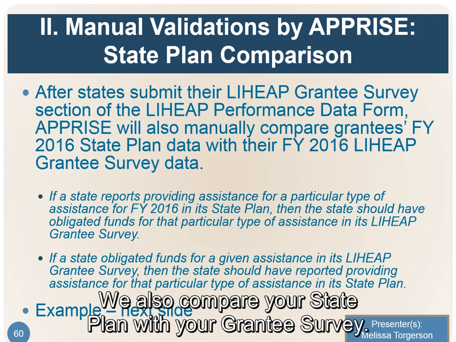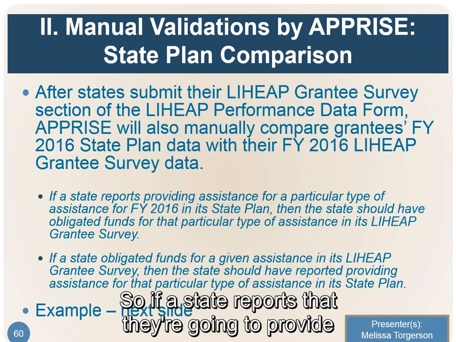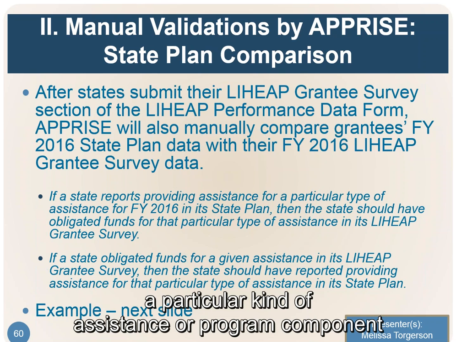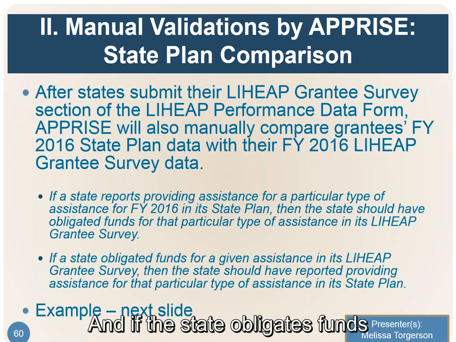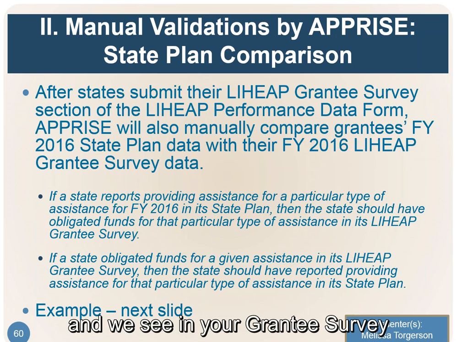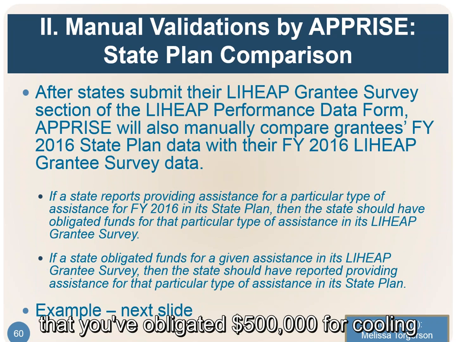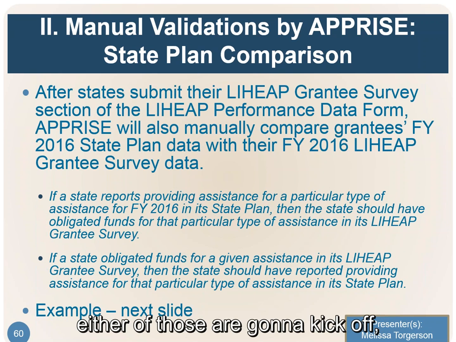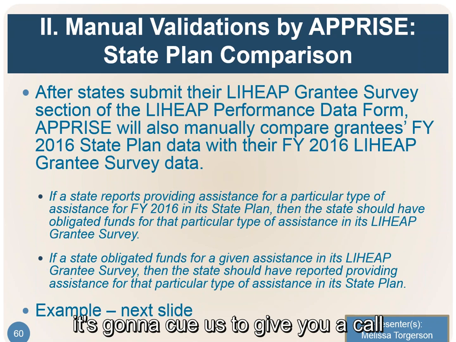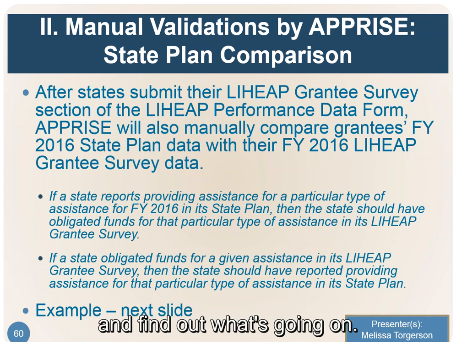We also compare your state plan with your grantee survey. So if a state reports that they're going to provide a particular kind of assistance or program component, we expect to see funds obligated in that area. And if the state obligates funds, and we see in your grantee survey that you've obligated $500,000 for cooling, but we don't see it in your state plan, either of those is going to cue us to give you a call and find out what's going on.